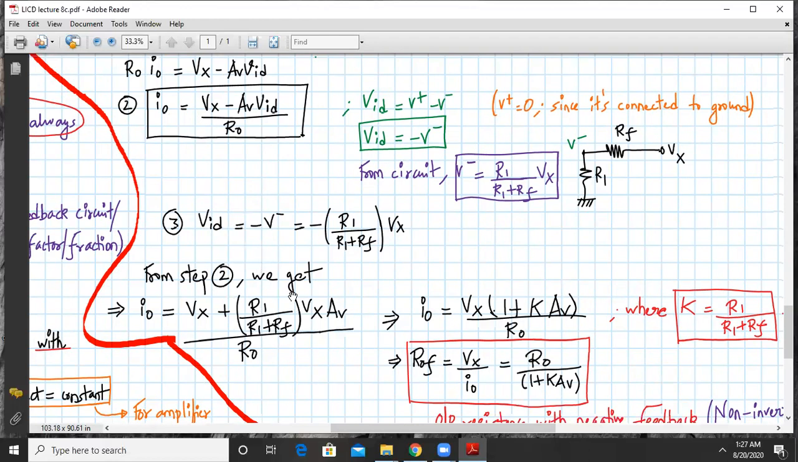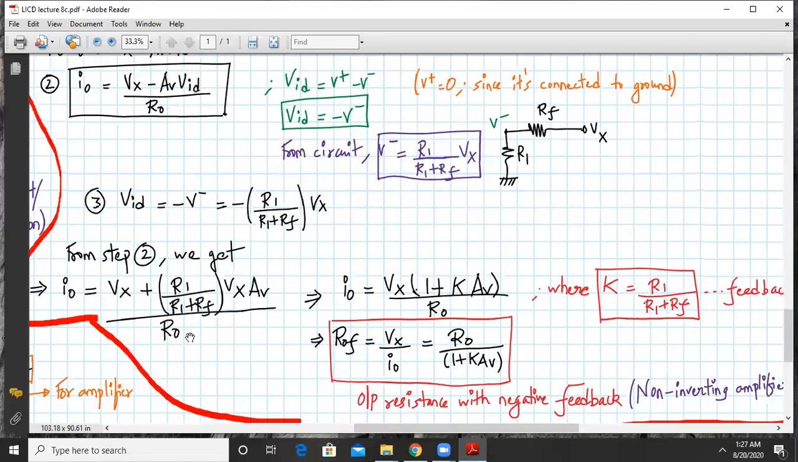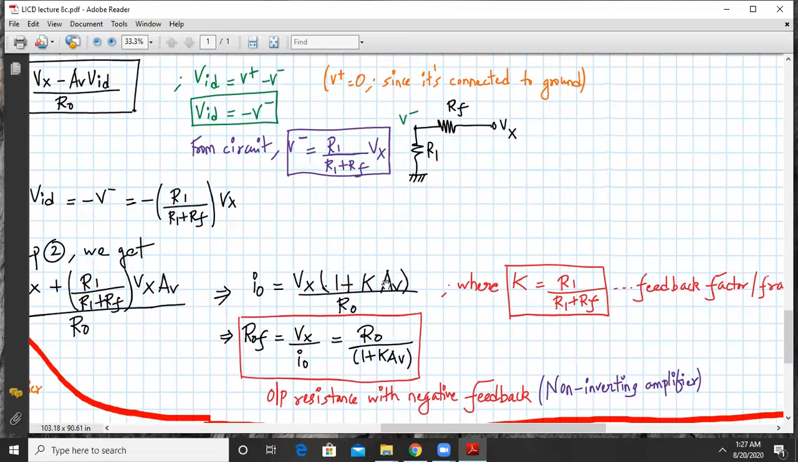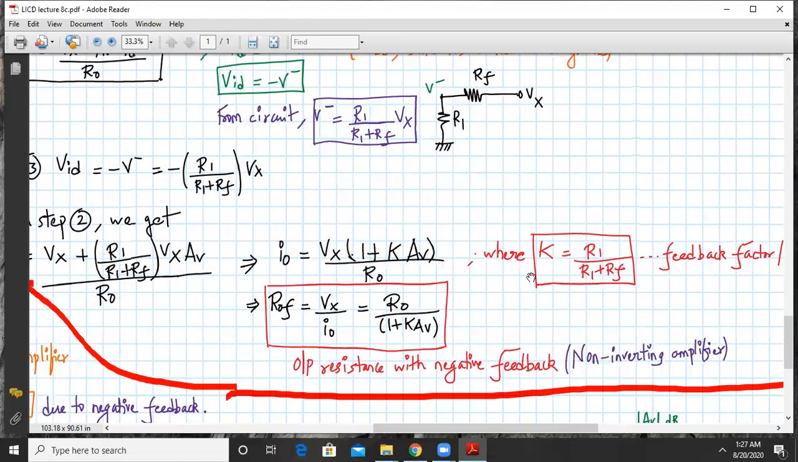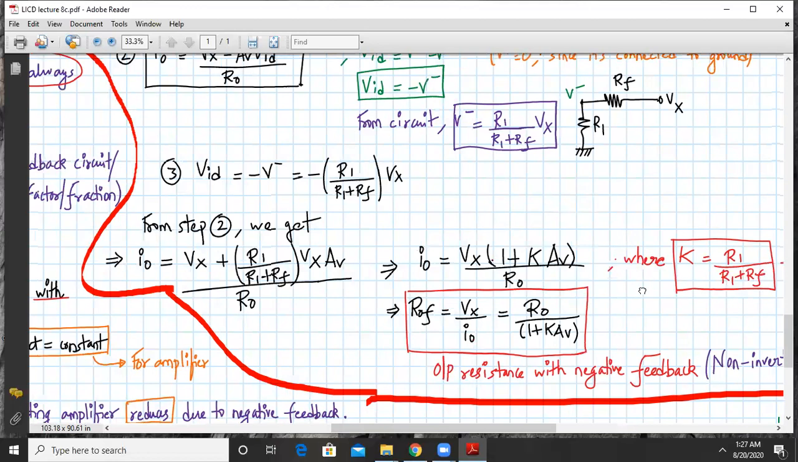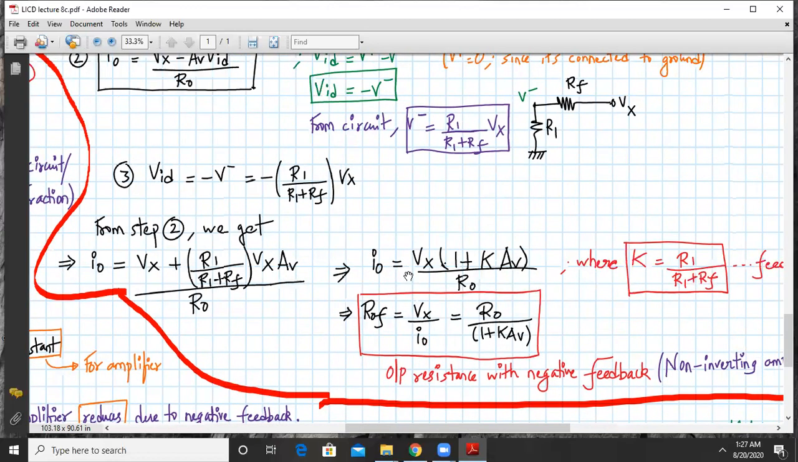So IO will be Vx plus. Why plus? Because VID is equal to minus of that, so minus minus will cancel out, and we'll get plus. So IO will be Vx plus R1 upon R1 plus RF into Vx into AV, divided by RO. This term R1 upon R1 plus RF we have determined before. This is nothing but my feedback fraction or feedback factor. So K is R1 upon R1 plus RF, the gain of the feedback network. We substitute the value of K over here. So IO is equal to Vx into 1 plus K times AV upon RO.